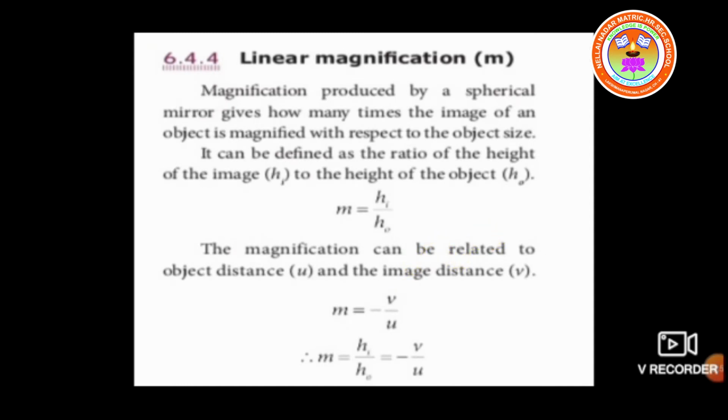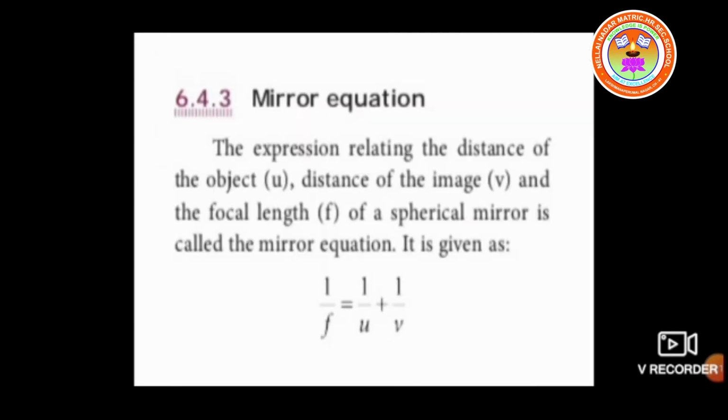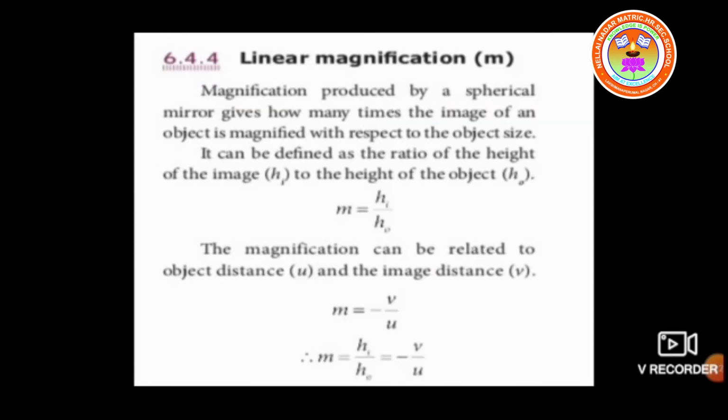The linear magnification can be related to the object distance U and the image distance V. So we can give another formula for the linear magnification: M is equal to minus V divided by U. The derivation for the linear magnification and the mirror equation you will study in 11th standard.